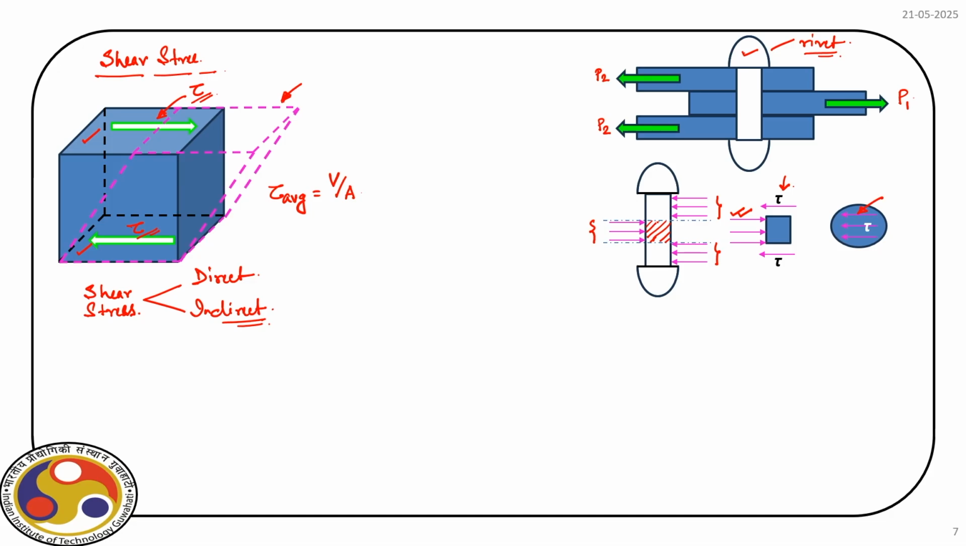Now, you can ask me where is the component which is in the opposite direction of this arrow. It is actually acting here in the upper section. Similarly, in case of this tau, another shear stress component will be acting here, and this is a case of direct shear.